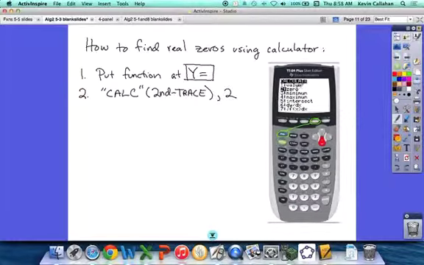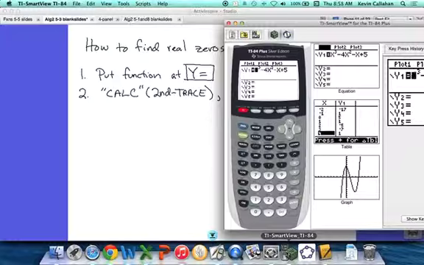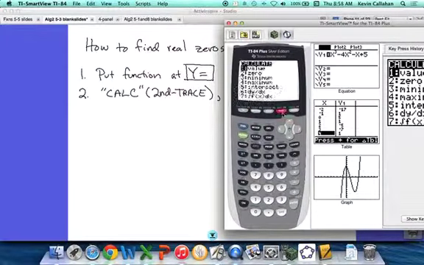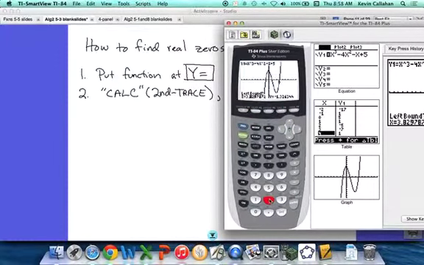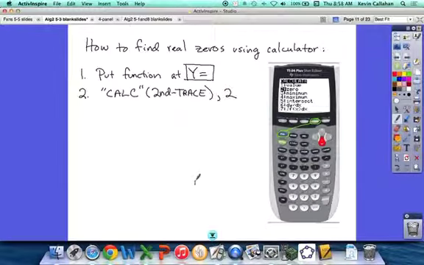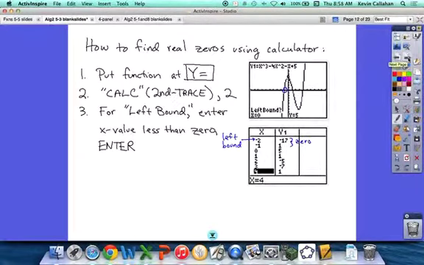And then you can see the number 2 option there, zero. That's what's going to find our zeros for us. Second trace 2 for zero. So hit that. Okay, and from there, you should have a screen that looks like that, right?